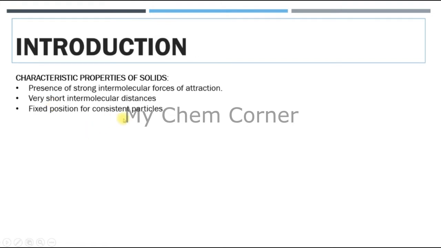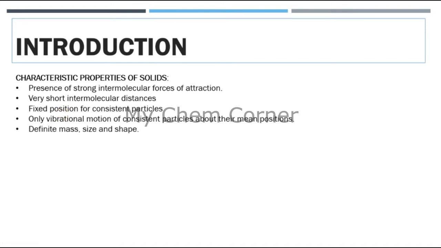They have a fixed position for constituent particles. If you see how these atoms are placed in a solid, they have a fixed position. They don't change their positions. When you look at what sort of motion they have, they have only vibrational motion, because they basically cannot move. They have a very short intermolecular distance. The force of attraction between any two atoms in a solid is very strong, so because of that, they cannot move. There is no other motion in the solid. They can only vibrate about their same position. Because of all this, they have a definite mass, a definite size, and a shape.